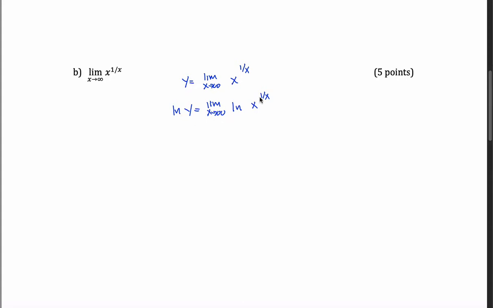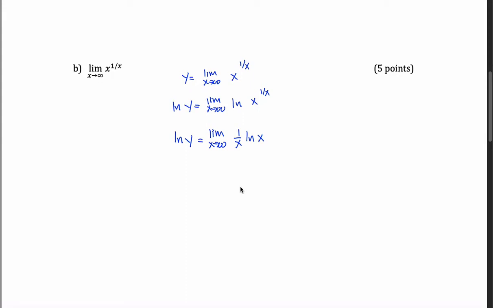The nice thing about this form right here is I can use a log rule to get rid of this exponent, which was kind of my goal from the start. I want to use L'Hopital's rule, but I can't use L'Hopital's rule when I have this written in this exponent form. I need it to be written as kind of a more fractional form. But I can get rid of this exponent, bring it down in front of the log using one of my log rules to yield this line right here.